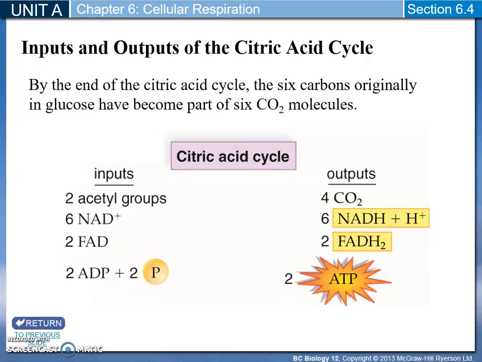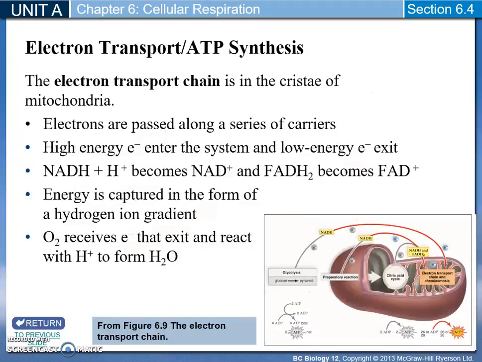What we put into this cycle is 2 acetyl groups, 6 NAD plus, 2 FAD, and 2 ADP plus 2 phosphate groups. What we get out is carbon dioxide given off, 4 molecules of that. It yields 6 NADH plus H plus and 2 FADH2, and 2 ATP are yielded in this particular cycle. Again, this is phase 3, the citric acid cycle.